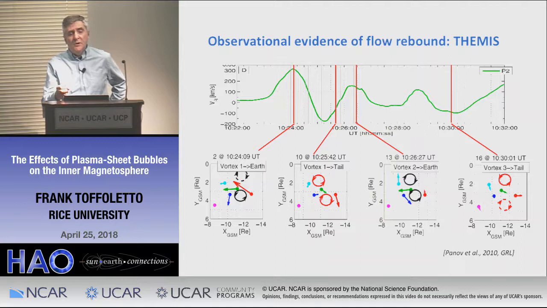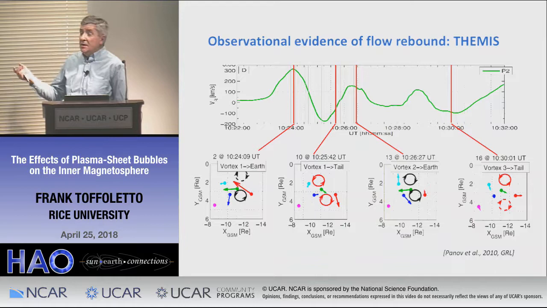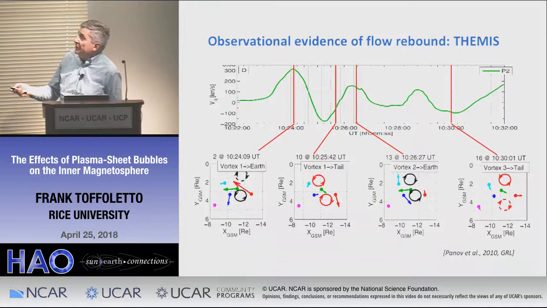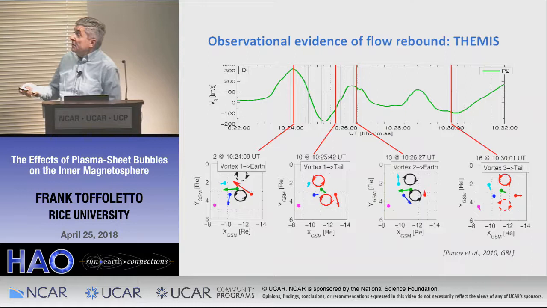But just like a swing at the bottom of its motion, it still has a significant amount of momentum. So typically what it would do is basically overshoot its equilibrium position and oscillate back and forth. That's what you would expect. So observations by Themis, by Panov and others, actually found that if you plot the Vx velocity as a function of time, when these low entropy bubbles came in, and usually they're called dipolarizing flux tubes, you can identify them by the magnetic field and so on, the flow actually did oscillate and rebound and oscillate about some period.